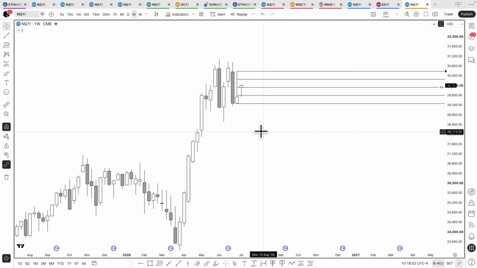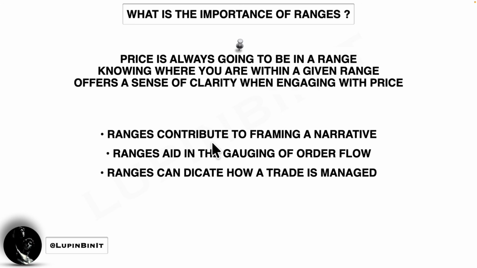When it comes to engaging with price action, it is very important to be aware of where these ranges are and where price action is around these ranges, because, like I was stating earlier, the importance of these ranges is that they contribute to framing a narrative, aid in the gauging of order flow, and can ultimately dictate how a trade is managed.